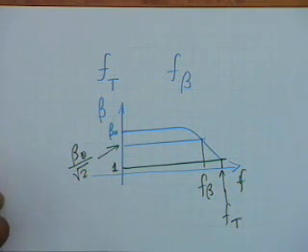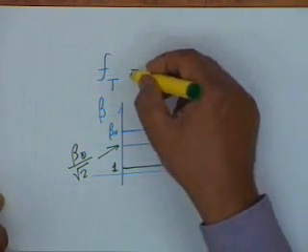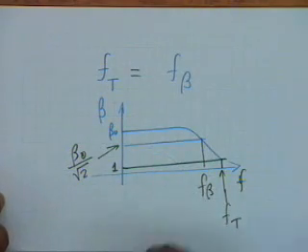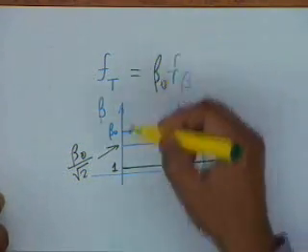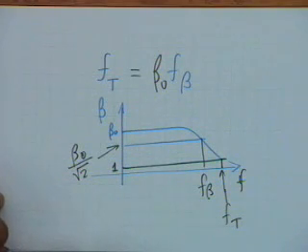The variation of beta determines F beta and Ft. And the relationship between Ft and F beta is that Ft is equal to beta 0 times F beta. And that is why Ft is also sometimes called the gain bandwidth product.